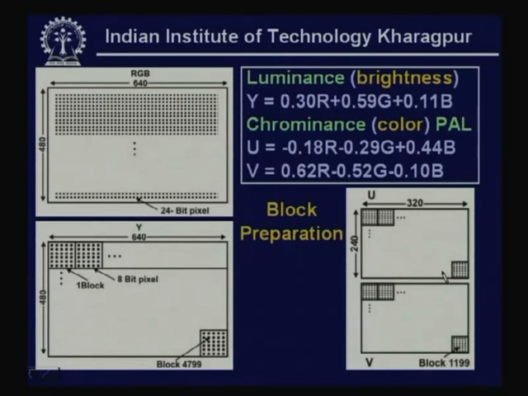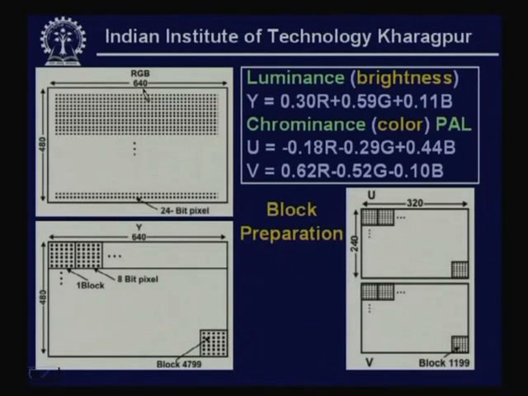As you know, after the video signal is digitized, it is converted into an array of pixels. For example, for CD quality or VCR quality video, this is the typical number of pixels in the horizontal direction, 640, in the vertical direction, 480.